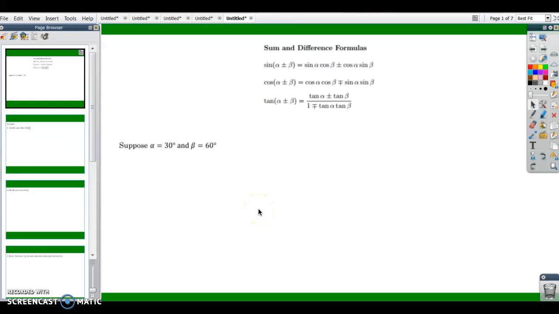Okay, we're going to go ahead and fill out the notes for today. We're going to talk about sum and difference formulas, and you'll see up here that I have them listed out for sine, cosine, and tangent.